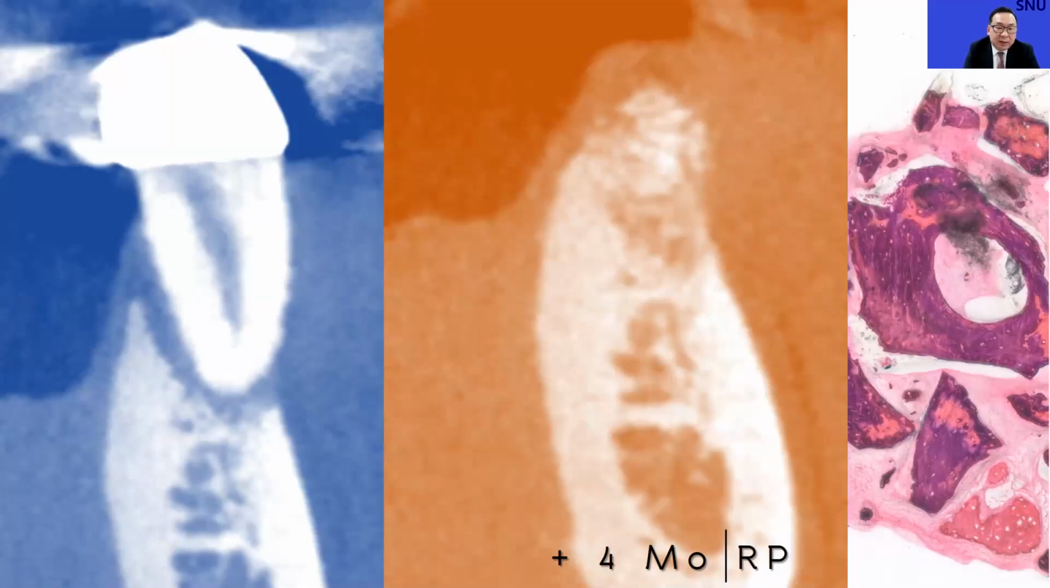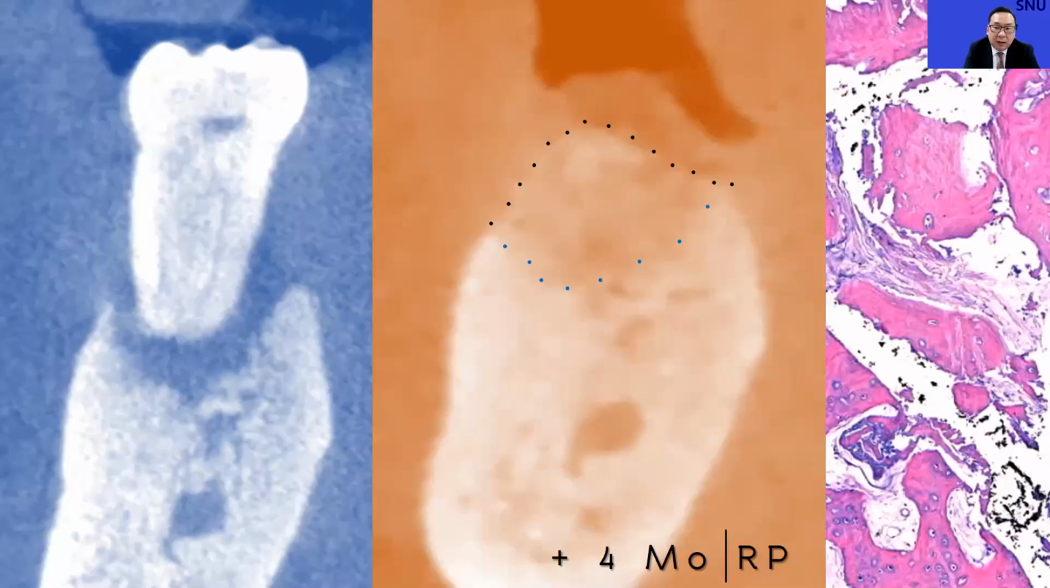Another very severely destructed case here. You could see the architectural rebuilding, I must say. You could see the dotted lines when we connect the black dotted lines and the blue dotted lines. These are the areas that have been created through this ridge preservation augmentation procedure. And looking at the histology again, we are seeing new bone formation in these very compromised situations also. So very exciting.